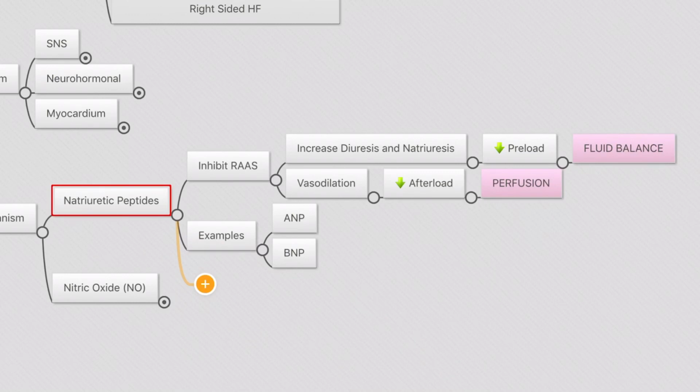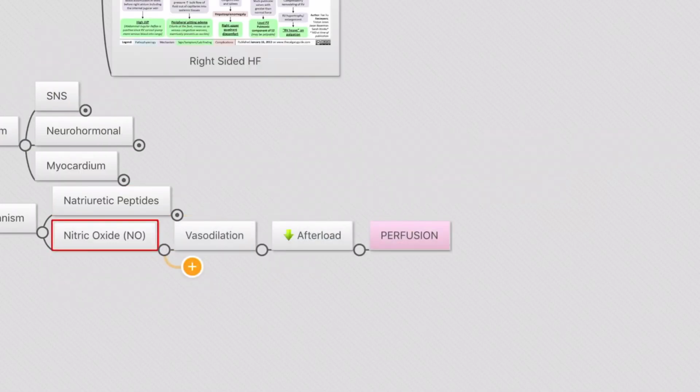Examples of natriuretic peptides would be the ANP and the BNP. ANP is located in the atria and the BNP is located in the ventricles. What about the nitric oxide? Nitric oxide is a potent vasodilator, and that's going to help with decreasing afterload, and that's going to impact the perfusion.